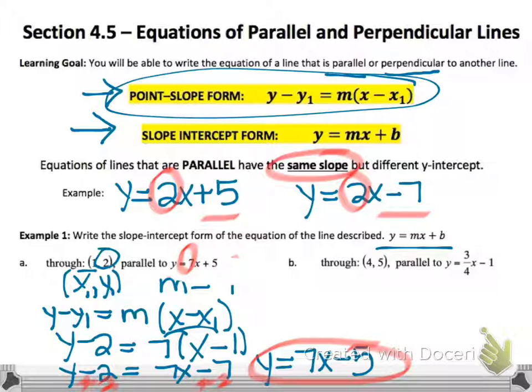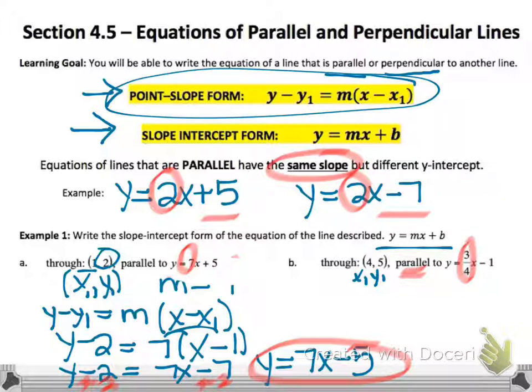Okay, so we'll try one more together, and then I'm going to ask you guys to try one as a you-try. So, through the point (4, 5). This is x1, this is y1. My slope is going to be the same as this line's slope, because again, they're parallel. So that's what I look for: parallel, same slope. So I'm going to borrow that slope of 3/4 and use it with this point.